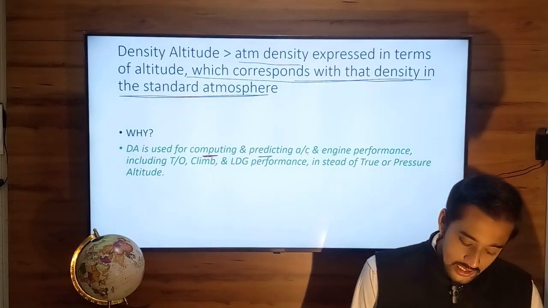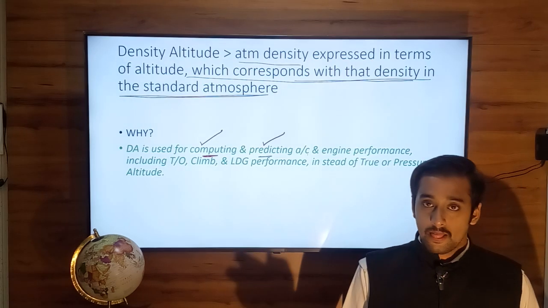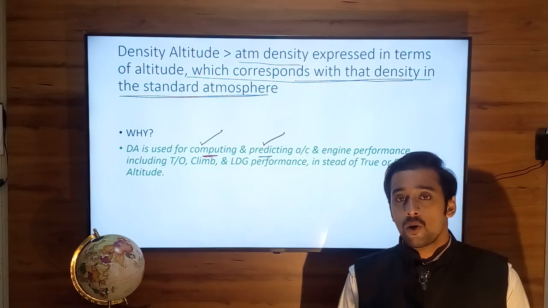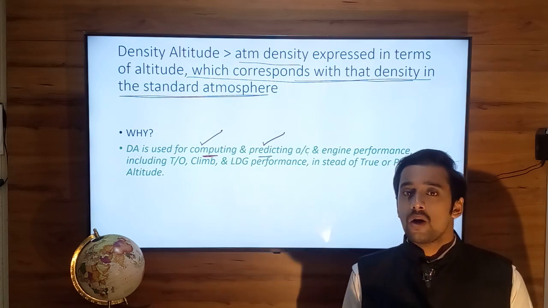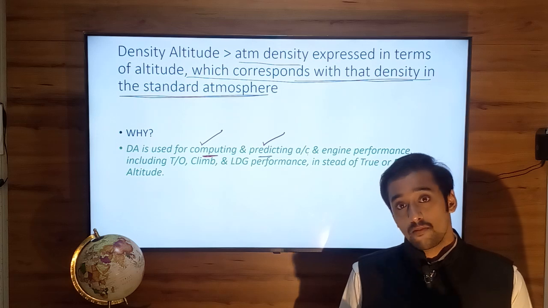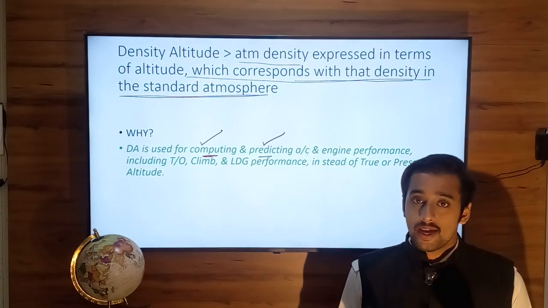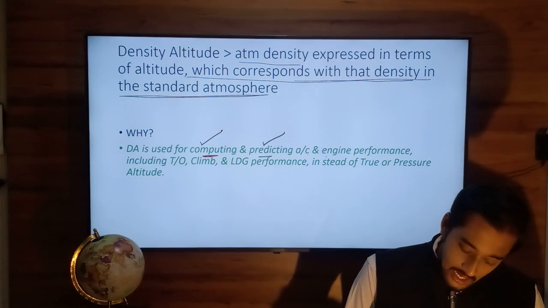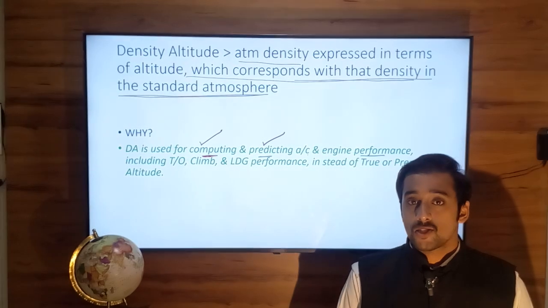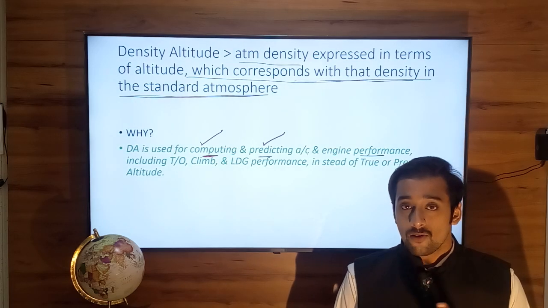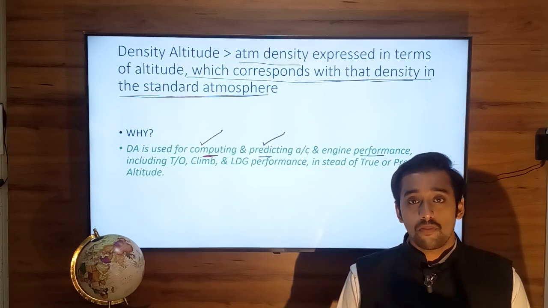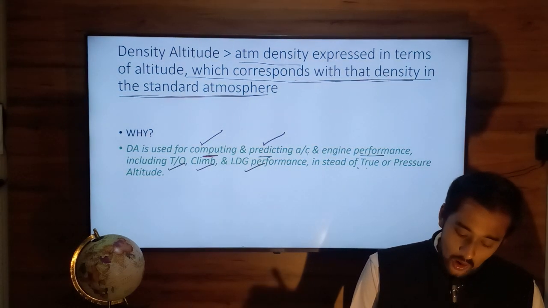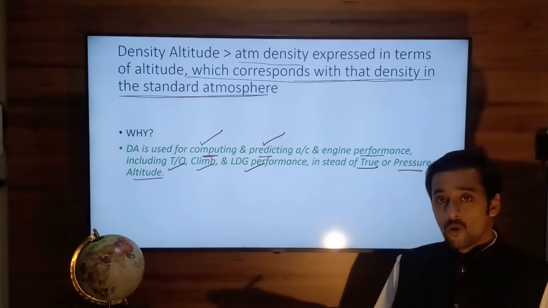So that's why density altitude is used for computing and predicting. We can compute the density altitude for our takeoff airport and predict it for a destination airport. After 2 hours, that density altitude can rise further or maybe decrease. We don't know, so we can only predict based on forecast reports. It is used for aircraft performance and engine performance. Aircraft performance means lift, landing roll, takeoff roll, rate of climb. Engine performance means how much thrust or power it is generating, including takeoff, climb, and landing, instead of through elevation or pressure altitude.